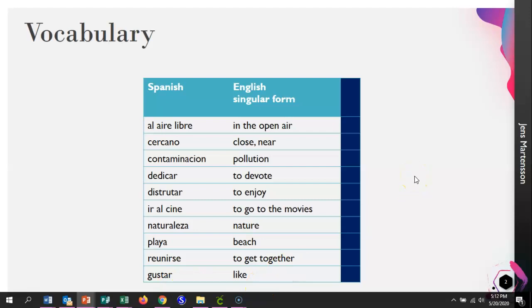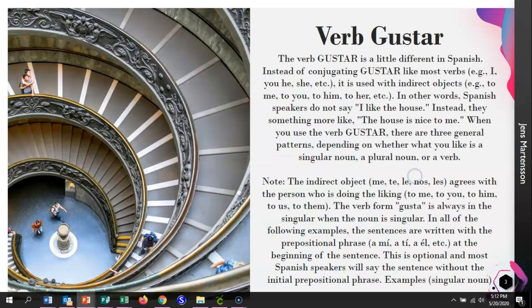Once again, I want to encourage you to learn these vocabulary words as they are part of your quiz for this Task 5 assignment, and also so that this lesson will be easier to understand as we go through it.